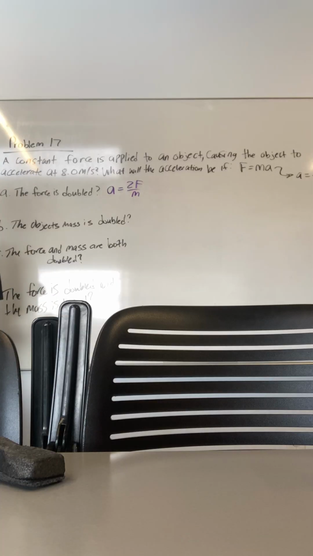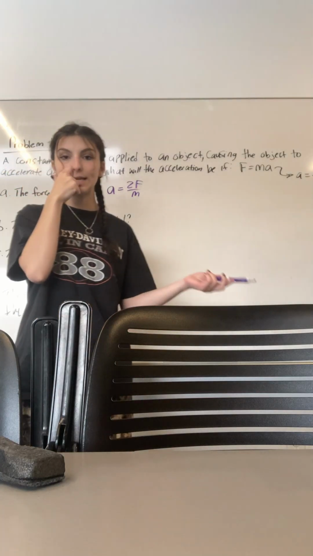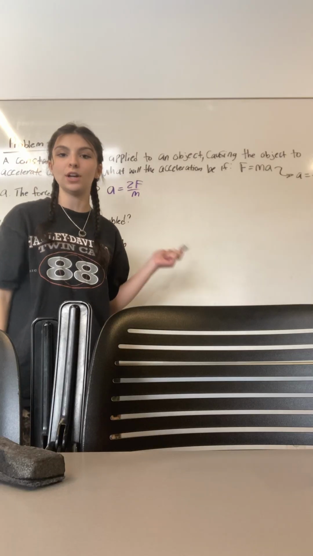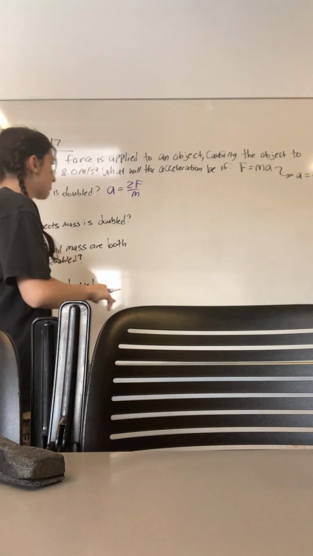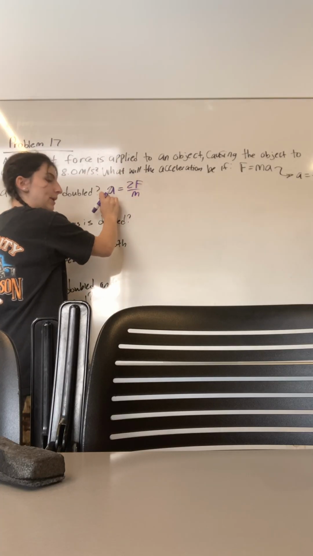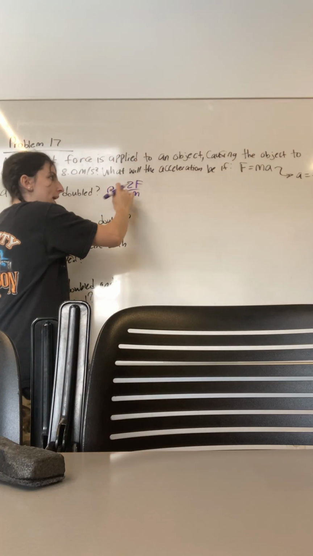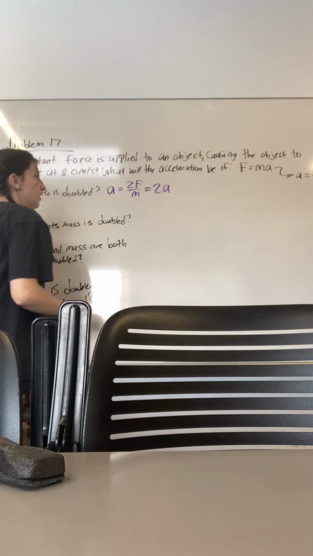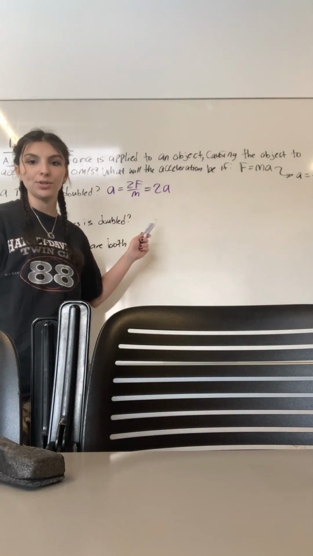force over mass, okay? So if acceleration is directly proportional to the net force on an object, that means that if something happens to the force, something will also happen to the acceleration. It'll happen the same way. So this would actually double the acceleration as well. When you double the force, you also double the acceleration.